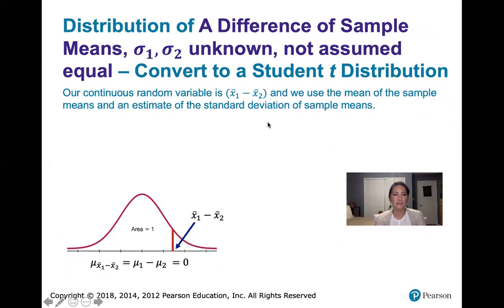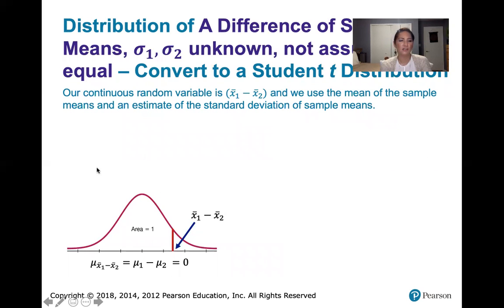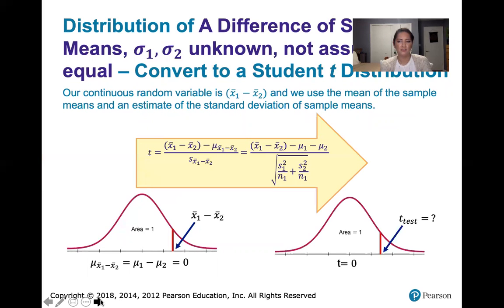So we're going to use the mean of the sample means and an estimate of the standard deviation of sample means in order to convert from this distribution of x sub 1 bar minus x sub 2 bar to a distribution that is given by the student t distribution, or is a particular student t distribution for a particular sample size. Now, this is a lot like converting from an x value to a z-score. We're just computing from this difference, our random variable in this case is x sub 1 bar minus x sub 2 bar. And instead of converting from that to a z-score, we're converting from that to a t-score.